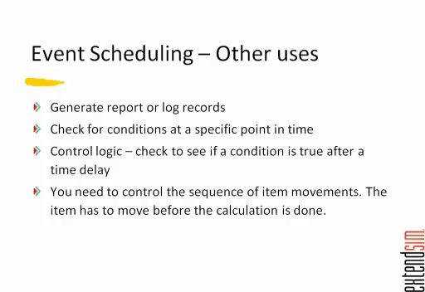Also, you might need to control the sequence of item movements. And this is much like what we did in the jockey model, where ExtendSim by default is going to make things happen in a certain order. With the equation block and being able to delay something either by a future event or a current event, you can have more control over the sequence of the movement.